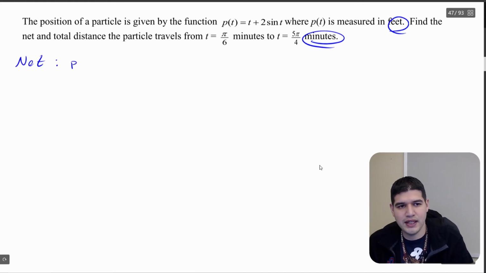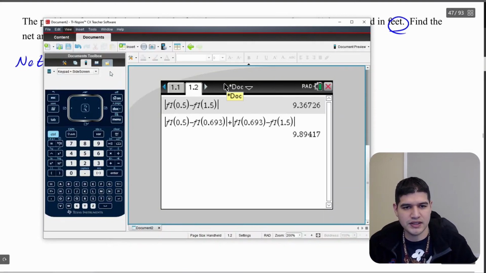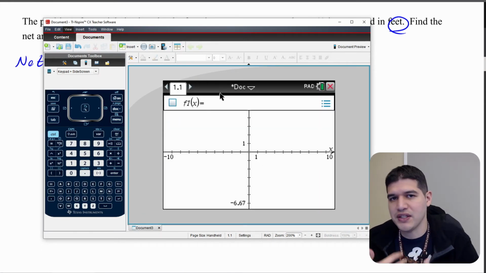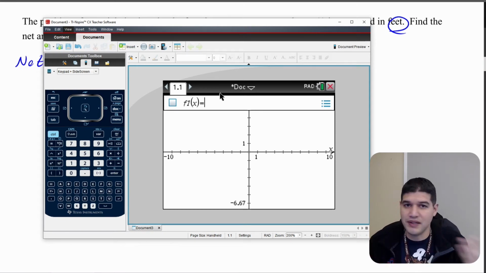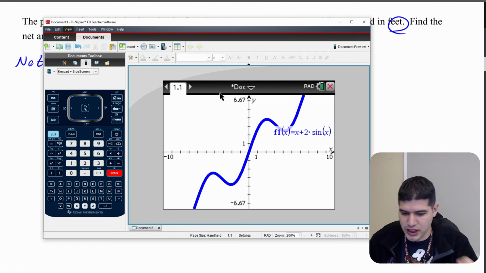We just have the absolute value of p of pi over 6 minus p of 5 pi over 4. All right, so let me reset my calculator and we're gonna get started. I'm gonna do this the exact same way. These are meant to be done on a calculator. Sometimes you won't need a calculator or you're not allowed a calculator, but the process is going to be the same. So let's graph our function x plus 2 sine x. There we go, make sure you're in radian mode.